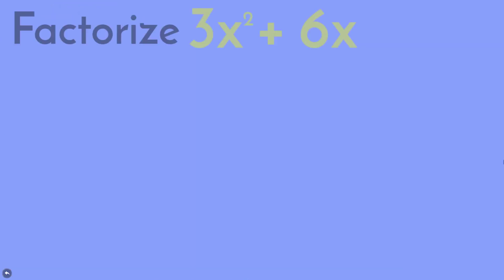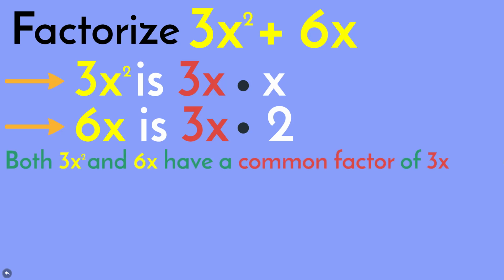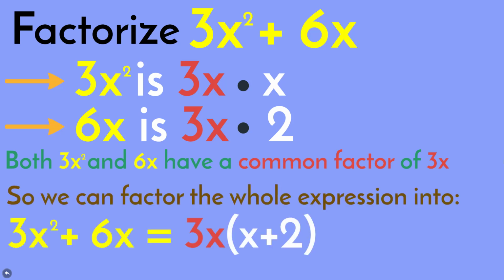Second example: factorize 3x squared plus 6x. The same concept applies here. Find out the common factor from all of the terms in this expression. If we break apart each of the terms, 3x squared is 3x times x, and 6x is 3x times 2. It is obvious that 3x is the common factor from all of the terms in this expression. Therefore, the factorization of 3x squared plus 6x is 3x parenthesis x plus 2.